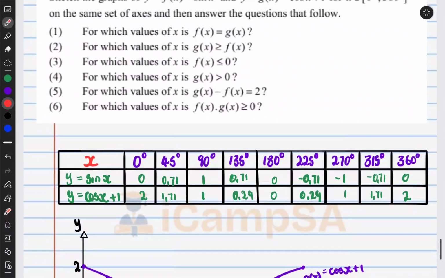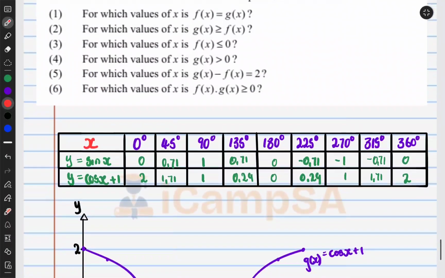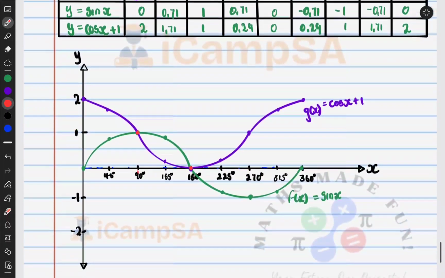For which values of x is g of x greater than or equal to f of x, where now g of x is greater than or equal to f of x.